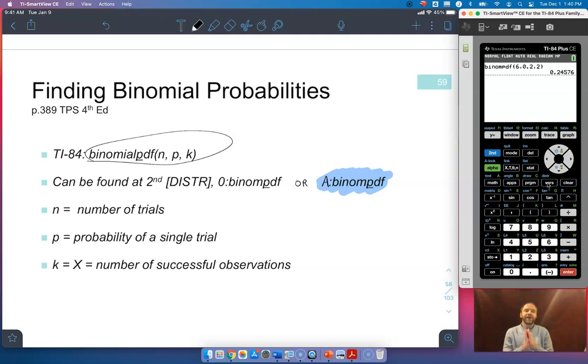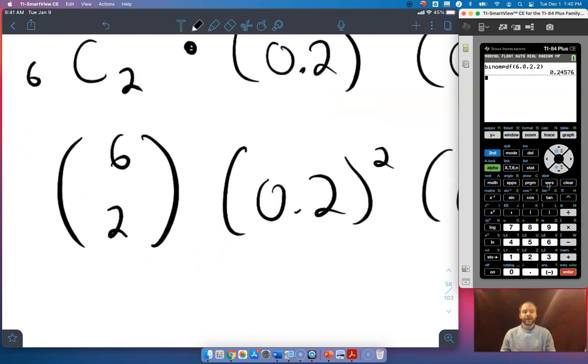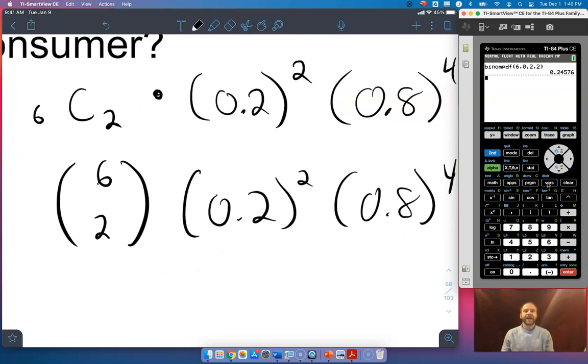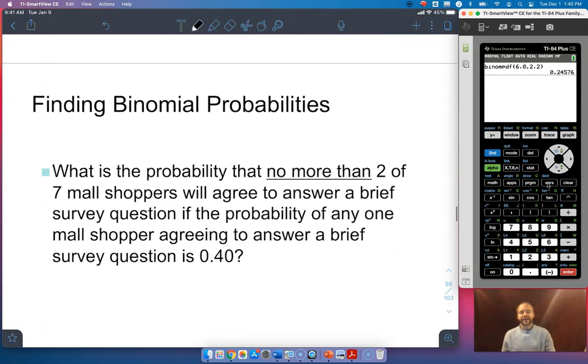Now, calculator talk gets you no credit. That's why you can see I'm using my notation here, B parentheses 6, 0.2. I'm showing that I know how to use the formula, but then I can go right to my calculator for it. It also works in this case.